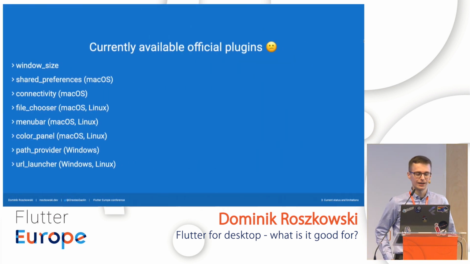There are only like 9 or 10 official Flutter plugins for desktop, and I could fit them all on this slide. So you have, for instance, window size, shared preferences, connectivity, and as you can see, most of them are only supported for macOS right now. Some of them are supported on Windows, and some only on Linux. As you can see, not so many, and most of them are pretty useless, like you don't usually use a color picker in your applications. You could, for instance, use the material color picker. So this is a huge problem, that you don't have official support for plugins just yet.